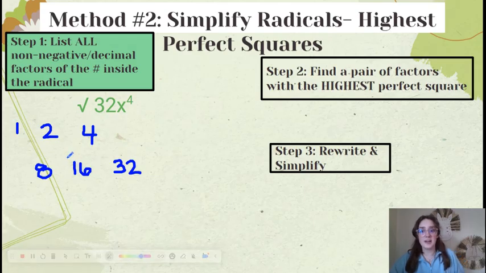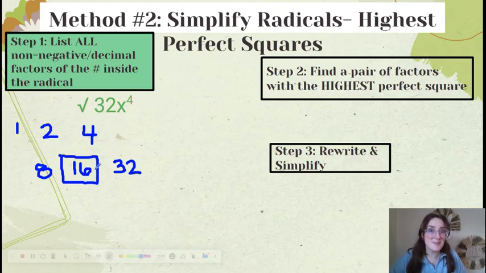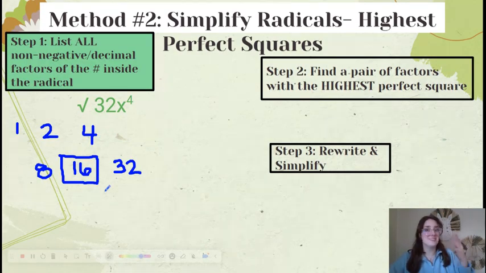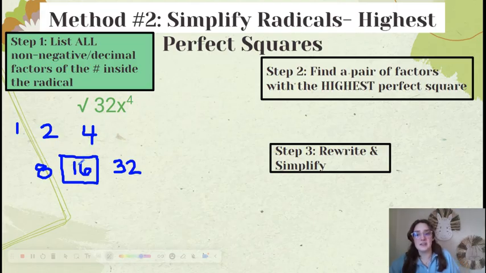All right, so our highest factor is going to be 16, and we'll box it. 16. It's not 4 because there's a larger number, 16. If you did choose 4, eventually you would get the same answer, but you'd have to do more work. So for this method, we're trying to do the least amount of work possible, looking for the largest perfect square in our factors. Okay, so 16, if you recall, 2 times 16 gives us 32.